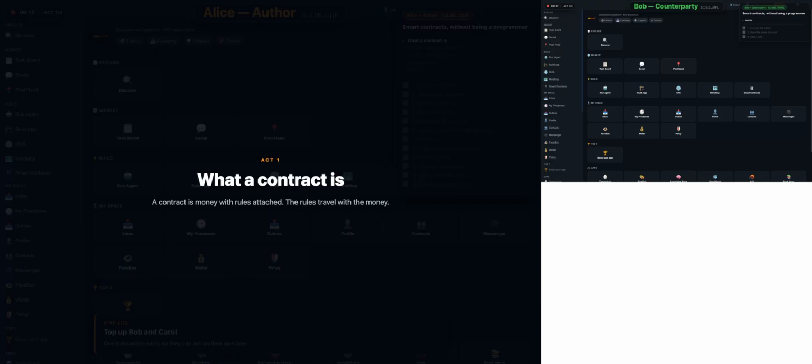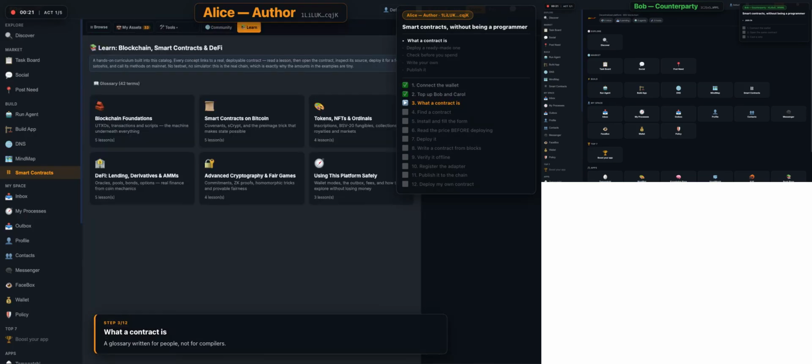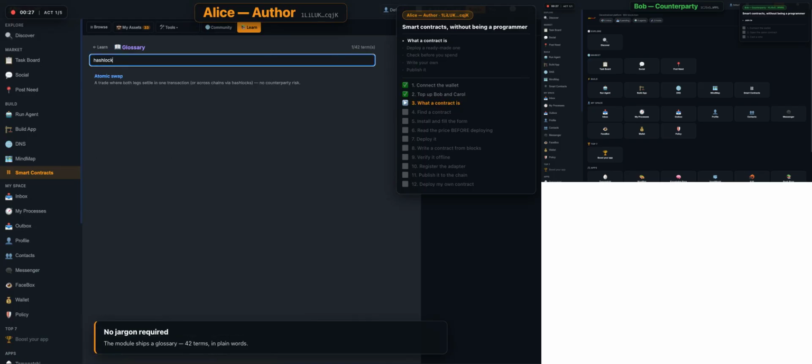This is the contract library inside BitClaw. 136 templates, and nothing here is hosted by us. The catalog, the code, and every instance live on Bitcoin.